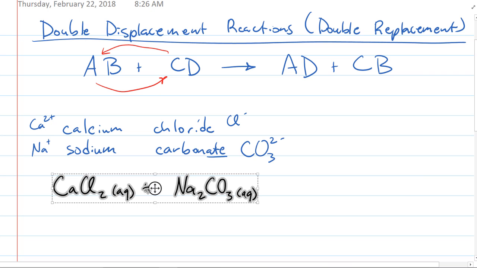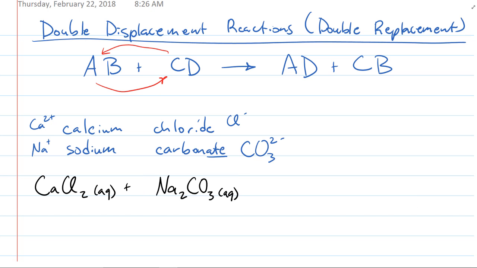Once we have our 2 reactants, we then want to figure out what the products are. So to figure out the products, we do our double replacement. The positive ions trade places. Calcium goes with carbonate, sodium goes with the chloride. So if the calcium goes with the carbonate, one product is going to be calcium carbonate, the other will be sodium chloride. Let's write the product for calcium carbonate first.